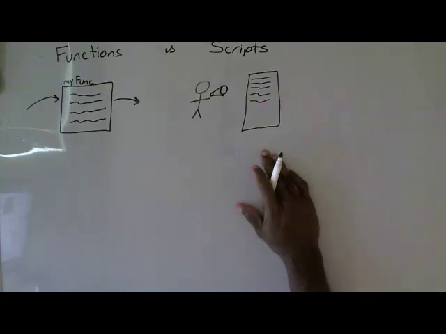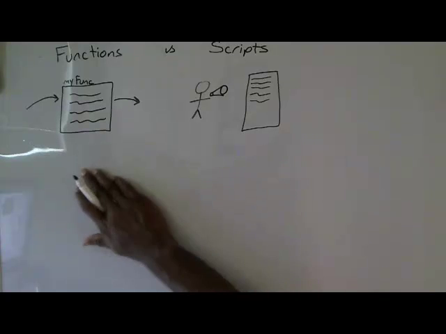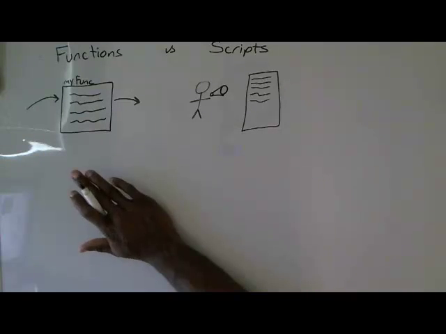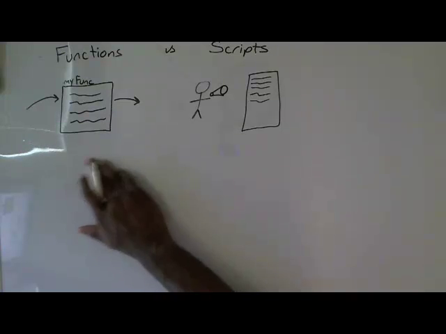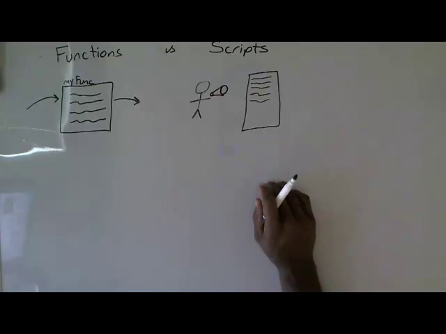Scripts are very good when you want to just execute some commands to see what they do and to have something run just sort of on a one-time basis. Functions are better if you're trying to create something that's going to be used time and time again. So that's sort of the fundamental difference between scripts and functions.